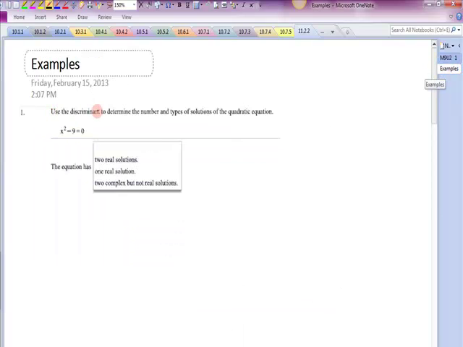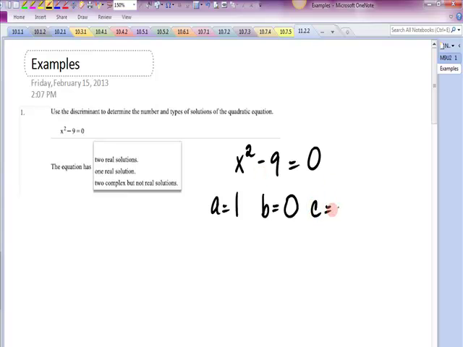It says, use the discriminant to determine the number and the type of solutions of the quadratic equation. It has x squared minus 9 equals 0. All right, in this quadratic equation, a is 1, the coefficient of x squared. B is 0 because there is no plain old x term. And c, the constant, is negative 9. So if I have b squared minus 4ac, that's going to be 0 squared minus 4 times 1 times negative 9.